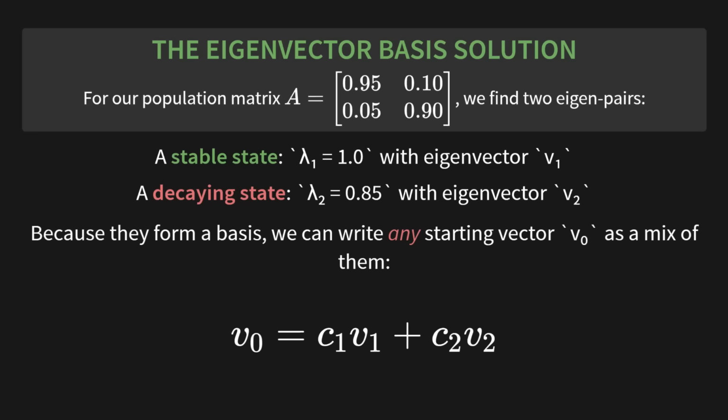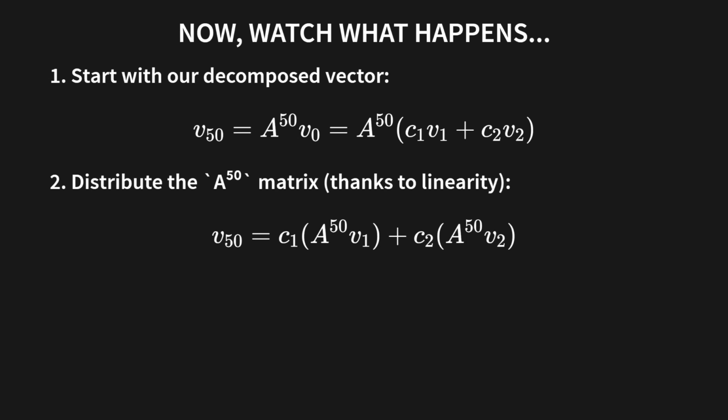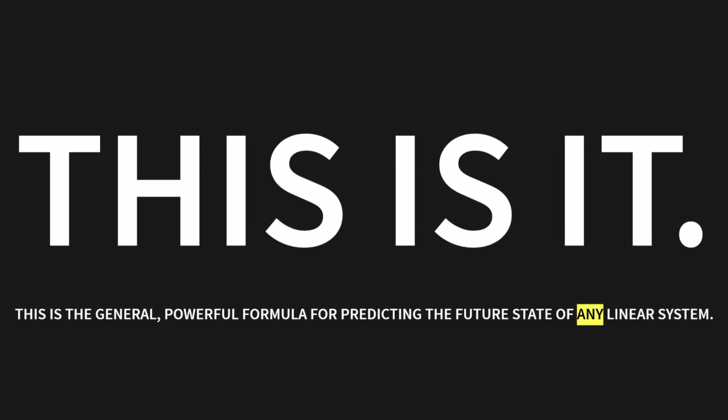Now watch what happens. 1. We start with our decomposed vector: v sub 50 equals A to the 50th times our whole expression, c1 v1 plus c2 v2. 2. We distribute the A to the 50th matrix thanks to linearity. This gives us c1 times A to the 50th v1 plus c2 times A to the 50th v2. 3. Now we use our eigenvalue magic on each part, and we get the final result: v sub 50 equals c1 times lambda1 to the 50th times v1, plus c2 times lambda2 to the 50th times v2. This is the general, powerful formula for predicting the future state of any linear system.